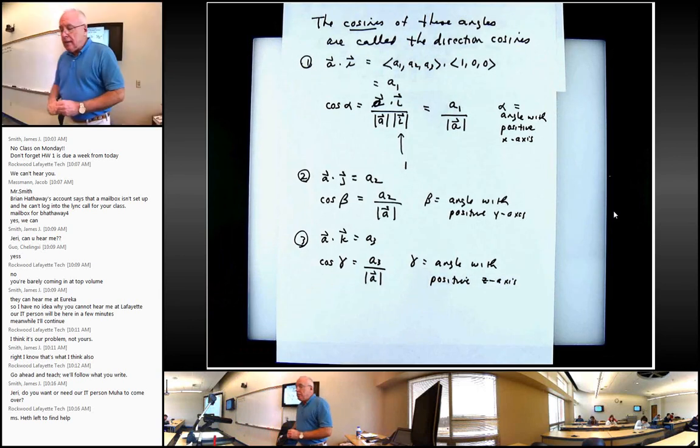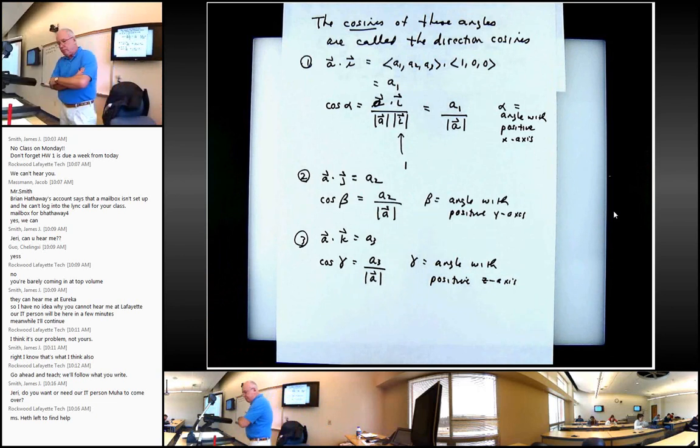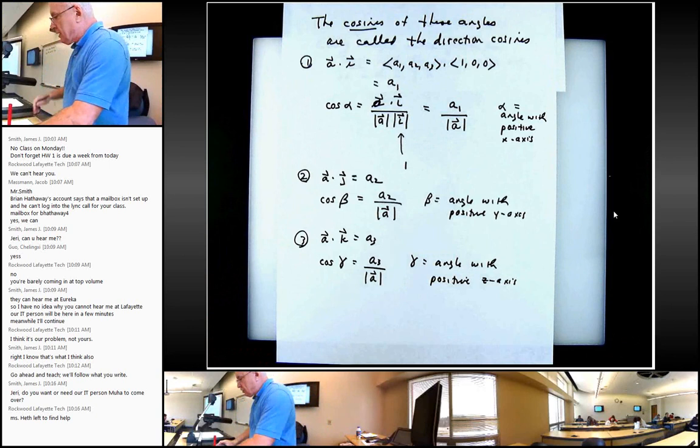So you may be asked to find these direction angles given a vector. So let's just look at an example of that.